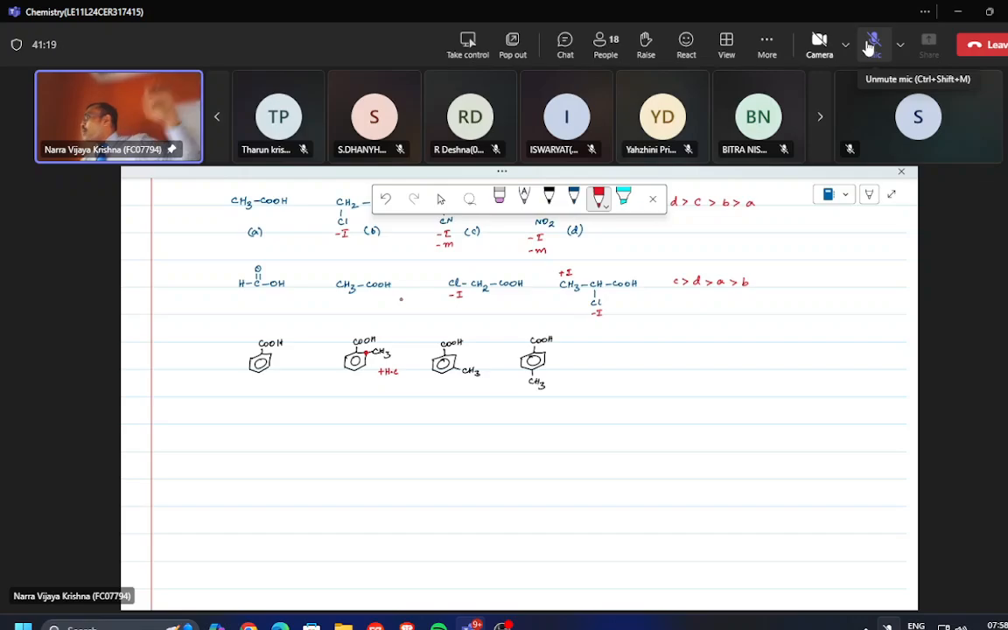And one more thing. All types of mesomeric effect or hyperconjugation do not operate at the meta position. Only the inductive effect will operate at the meta position, but not the mesomeric effect or hyperconjugation. These two effects will not operate at meta positions. I am repeating again.